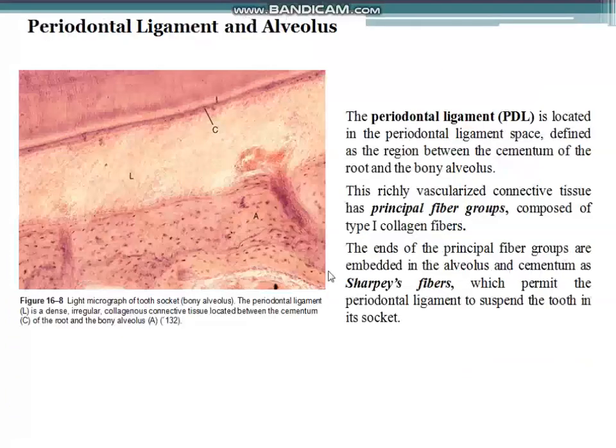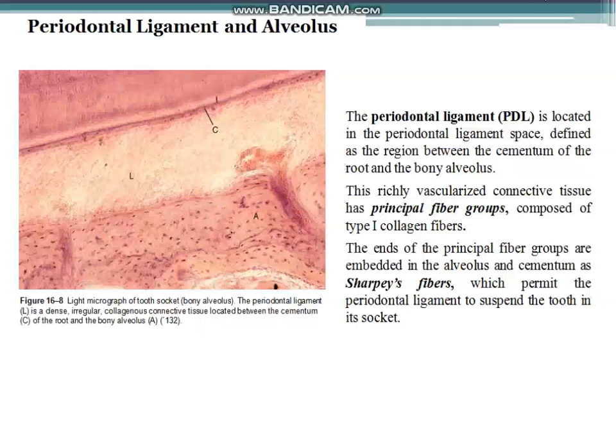Then let's go to the next slide, the periodontal ligament. Pay attention, it is located in the periodontal ligament space, defined as a region between the cementum of the root and the bony alveolus. This richly vascularized connective tissue has principal fiber groups and Sharpey's fibers. As we know, they insert into the alveolus and the cementum.